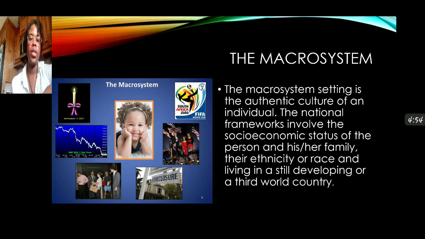The macrosystem. The macrosystem setting is the authentic culture of an individual. The national framework involves the socio-economic status of the person and his or her family, their ethnicity or race, and living in a still developing or a third world country.